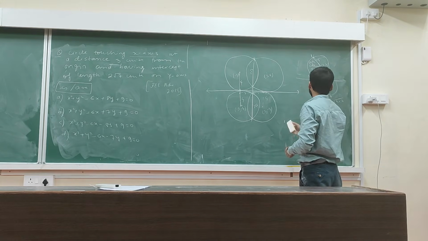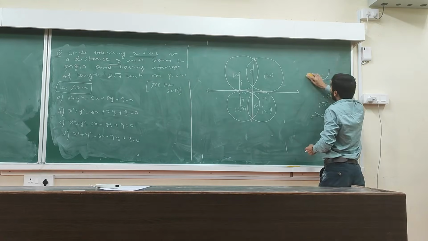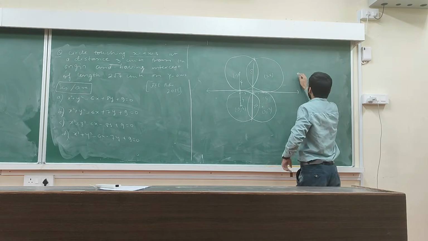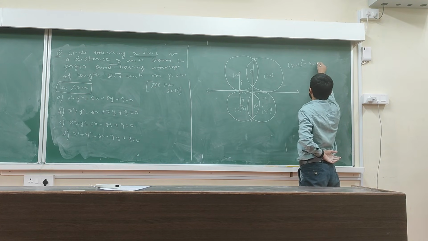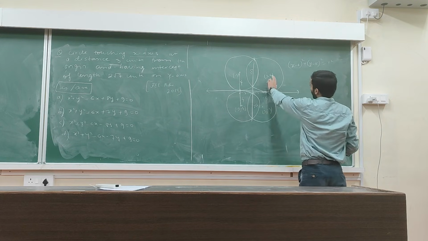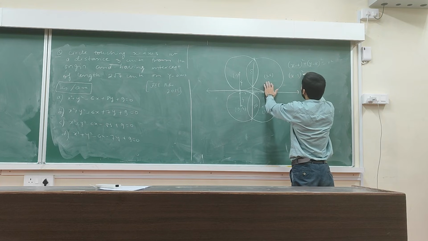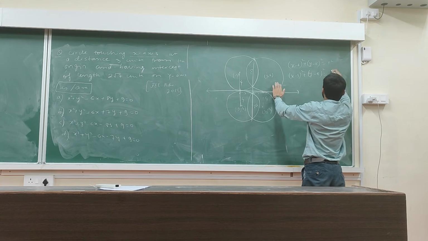So now we have to derive the equation of the circle, and check which options are correct. So what is the formula for the equation of a circle? (x - h) whole square plus (y - k) whole square is equal to r square. So if you find the equation of this circle, you will get (x - 3) whole square plus (y - 4) whole square is equal to r square. R is 4 here, so 4 square.